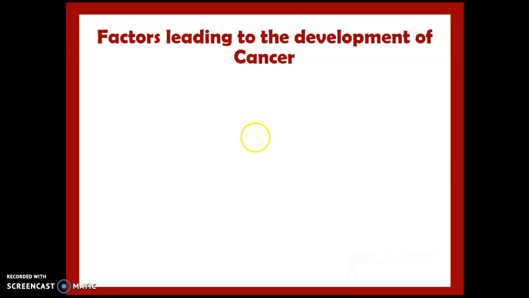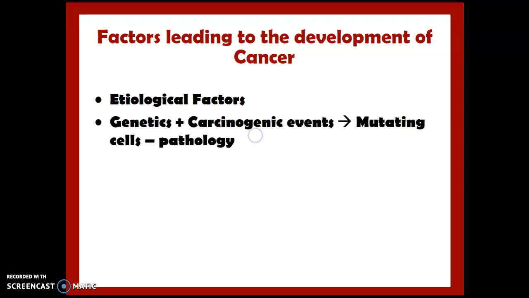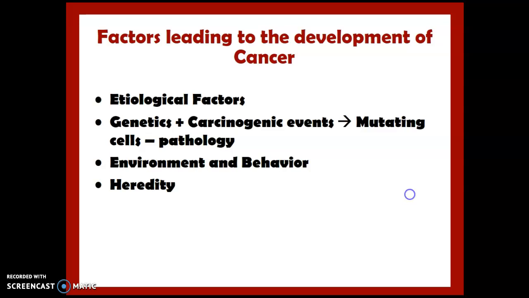So what are the factors that lead to the development of cancer? We have etiological factors, things like sex, ethnicity, etc., genetics, and carcinogenic events. So you have to have the gene in your gene code, and then carcinogenic events, or cancer-causing events, will kind of flip a switch and turn the gene on. That's going to lead to mutating cells, and that's going to lead to cancer. There are elements in your environment and elements in your behavior that can lead to development of cancer. Heredity, what the folks in your family have had. Hormones can play a role in the development of cancer, as can immune function.